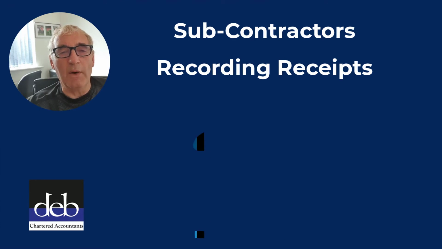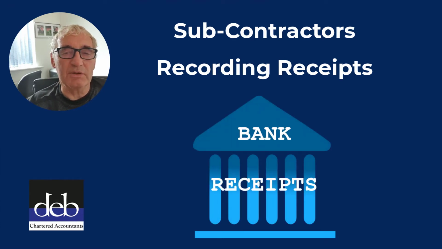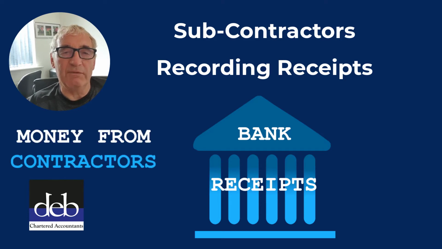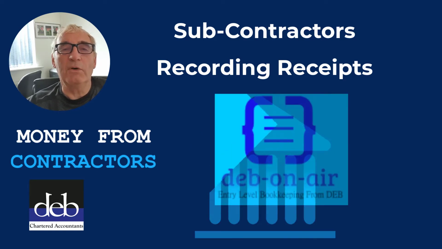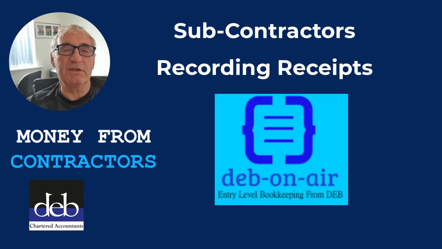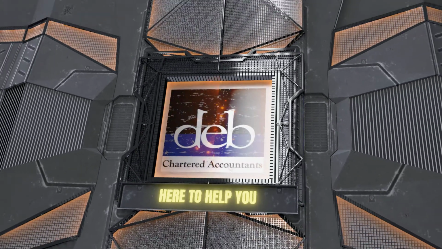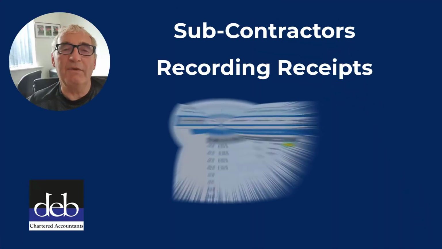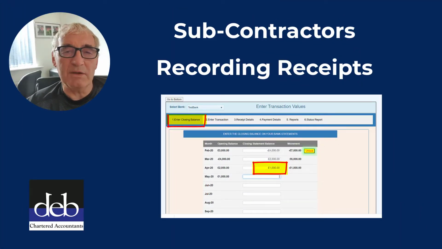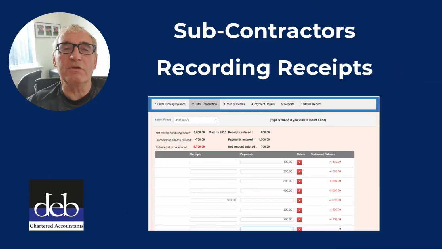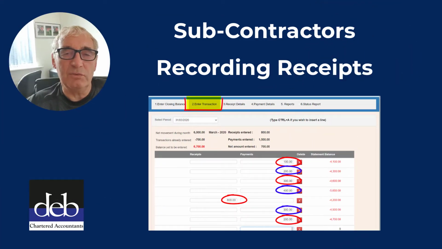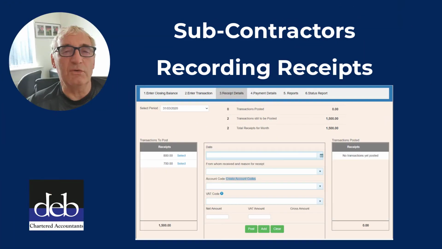Whilst the sources of money going into your account can be numerous, the main one is undoubtedly going to be the regular amount that you receive from your contractor for the work that you do. In this video, we'll show you how you can record such receipts in your bookkeeping using debonair. So, having first entered the end of the month balance in section 1 and the amounts of all transactions in section 2, you move on to section 3, in which you enter the details for each receipt.